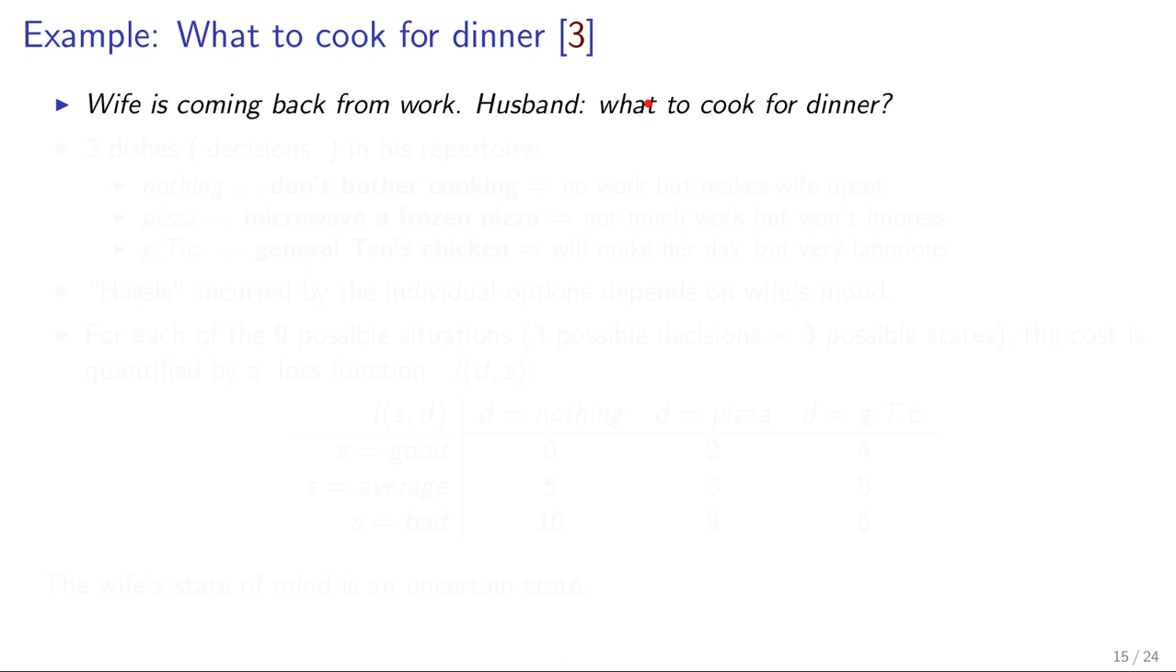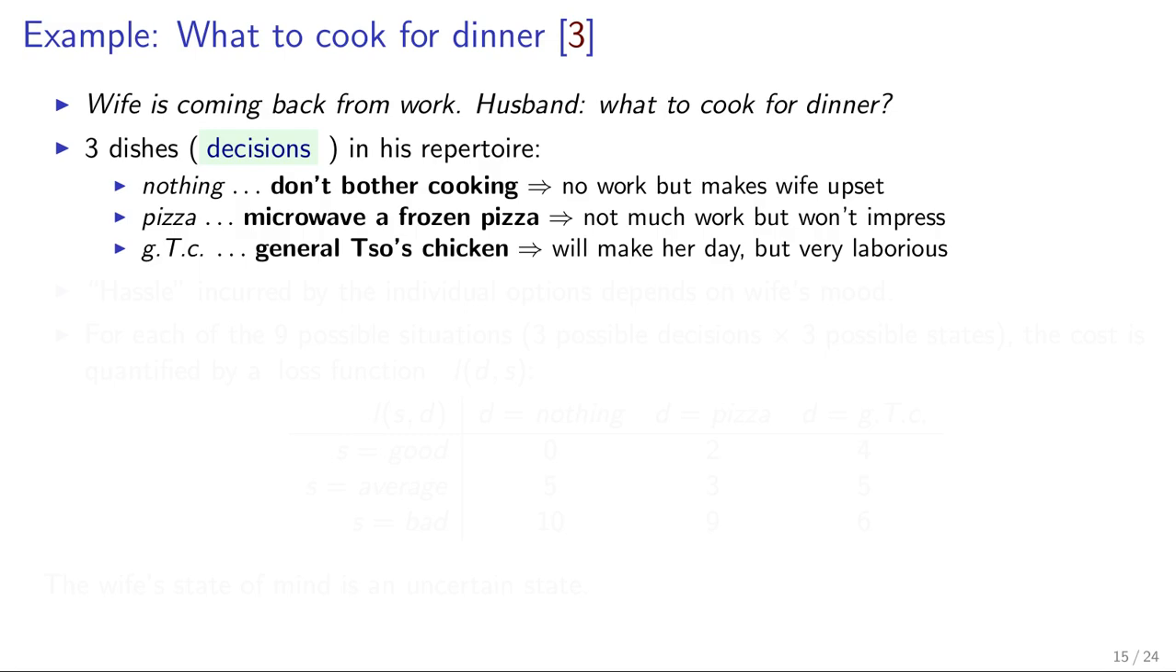So the wife is coming back from work. The husband has a question: what do I cook for dinner? There are 3 dishes, which would be these decisions or actions in his repertoire: nothing, or microwave frozen pizza, or some kind of delicacy. It's called General Tso's chicken here.